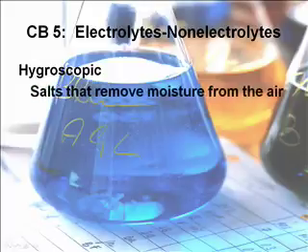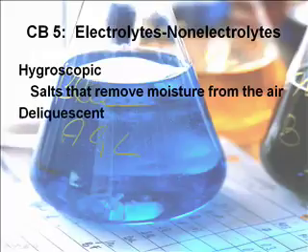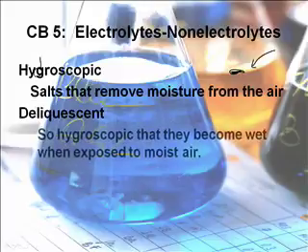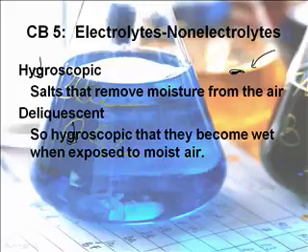There's also a couple more terms. A lot of terms in this particular first part of this unit. What's hygroscopic? Salts that remove moisture from the air. Okay, so if I have a particular salt, some particular substance right here, and it takes moisture, it's considered to be hygroscopic. Deliquescent is something that's so hygroscopic that they become wet when exposed to moist air.